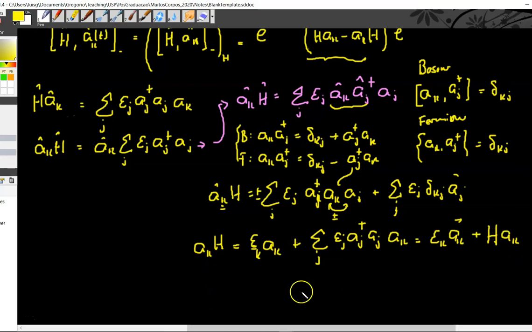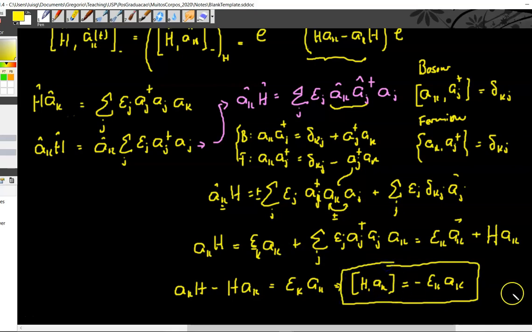Meaning that if I now subtract this from this, so I have a_k H minus H a_k, I would get epsilon k a_k. This means that the commutator of H and a_k equals minus epsilon k a_k. All right. Great. So we calculated this.